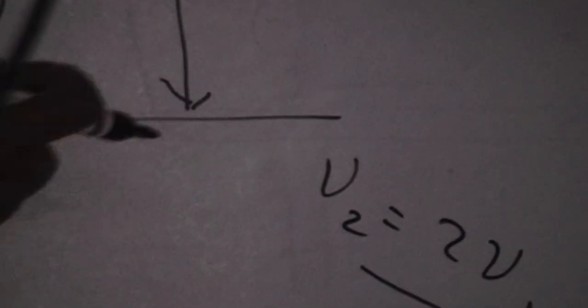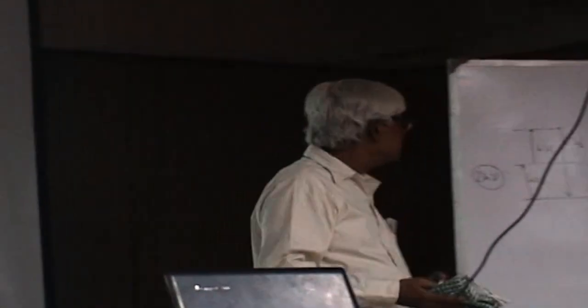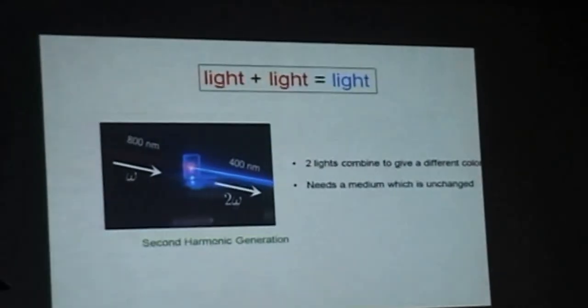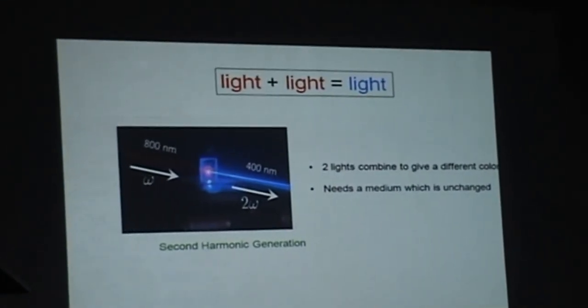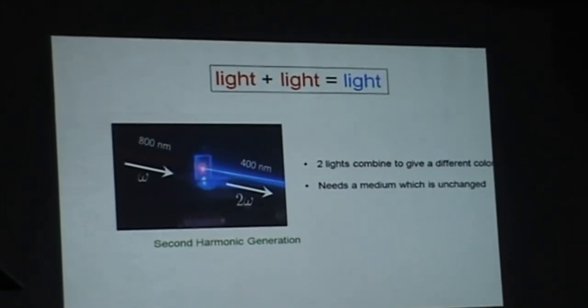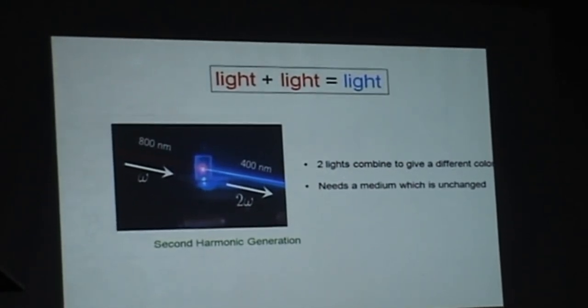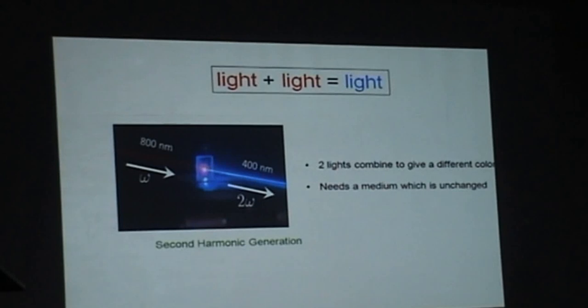Similarly, if it is h nu1, nu2 and then h nu3 will be produced, like nu1 plus nu3, this is sum generation. So this type of process is possible. Here, this process is much simpler, like light plus light equals light. It requires the intermediary of atoms or matter. But the matter ultimately comes back to the same initial state. That means the matter plays the role of a catalyst, if I may say so.